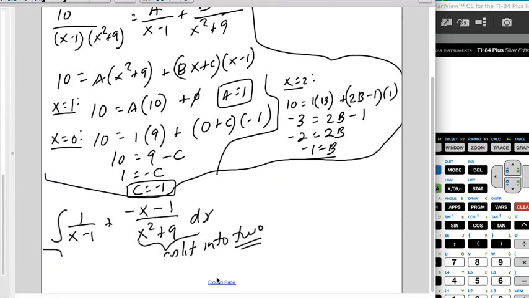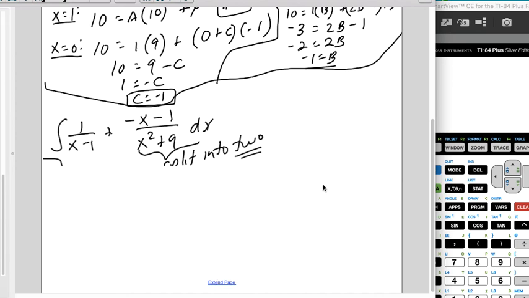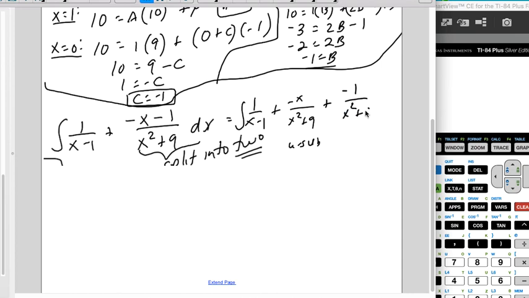So if we pick up here, I'm going to recognize that this needs to be split into 1 over x minus 1 plus a negative x over x squared plus 9. That's going to be u-sub, right? And then plus this negative 1 over x squared plus 9, which is going to be an arctan with respect to x.